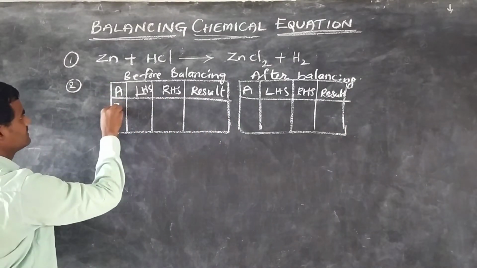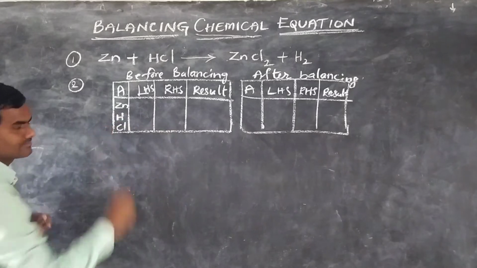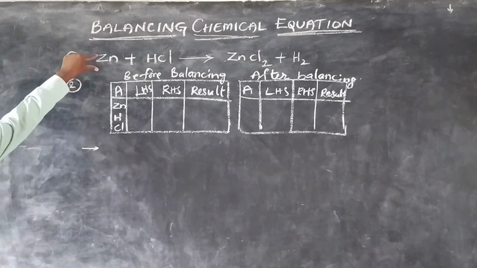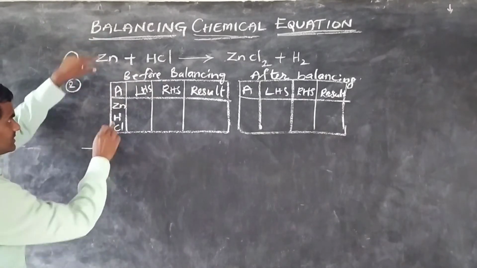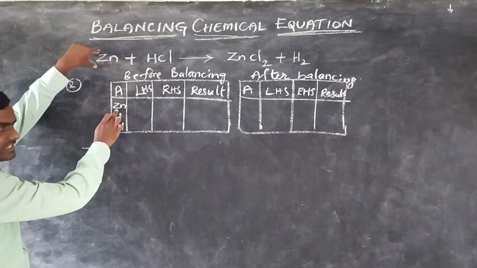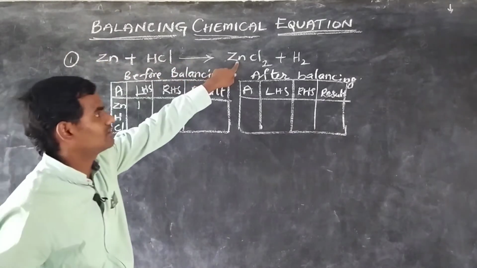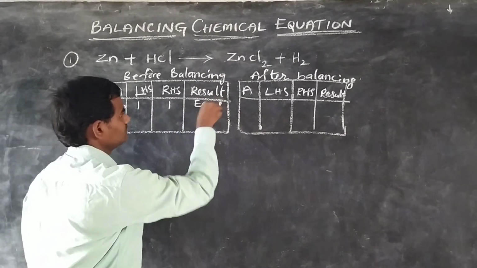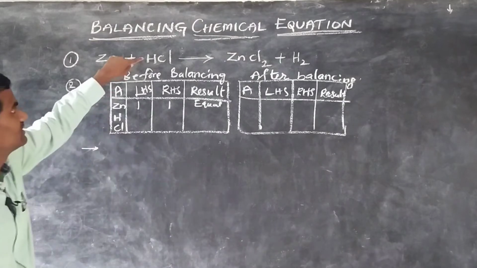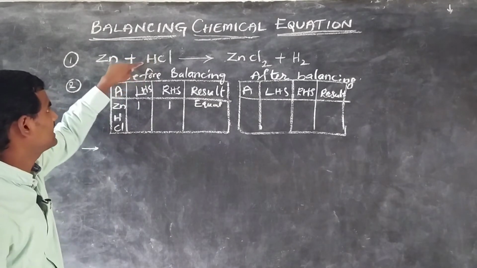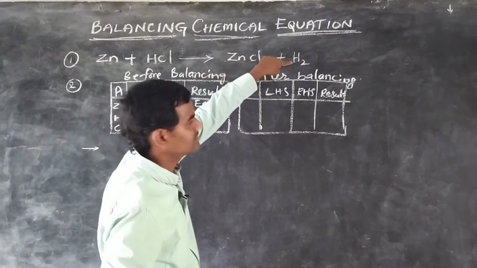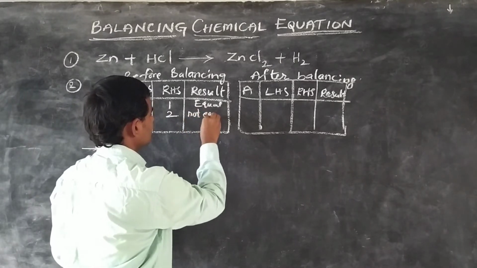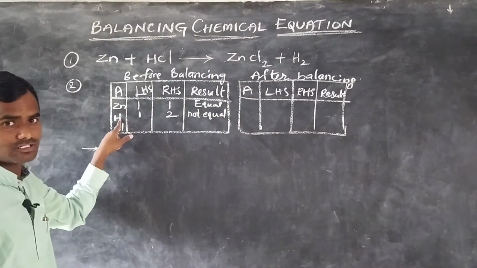The atoms are zinc, hydrogen and chlorine. In this, first we will check the number of zinc atoms. The number of zinc atoms on reactant side is 1 and the number of atoms on product side is also 1. So, it is equal. Next, coming to hydrogen, the number of atoms on left hand side is 1 and on right hand side or product side is 2. So, it is not equal.